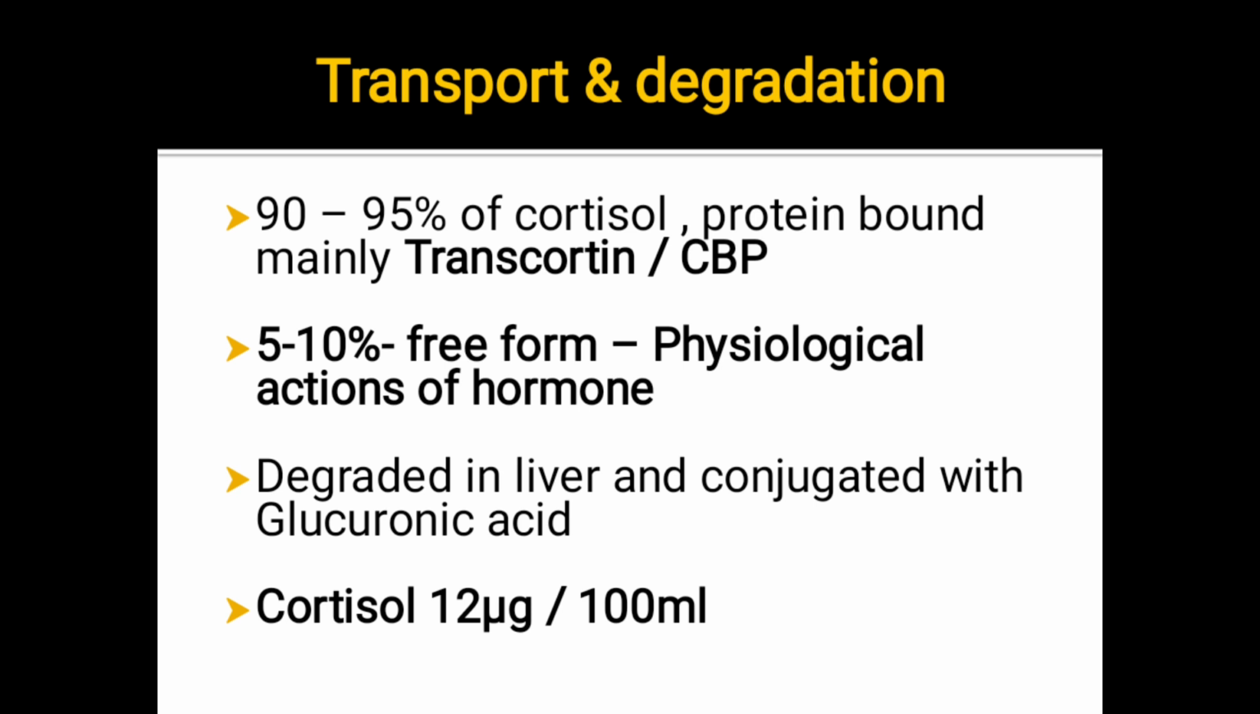So, by measuring the urinary metabolites, we can tell the rough amount of cortisol secretion. Hence, this can be used as a reliable index of cortisol secretion.